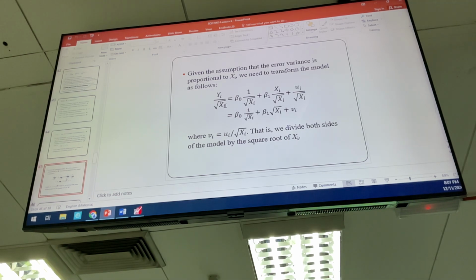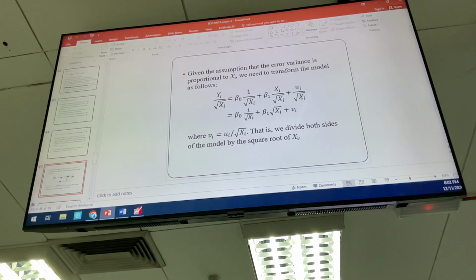Again, if you have more than one x, you have to identify which x first. So let's say you have x1 and x2, and x1 is the problem, so you divide the whole equation by the square root of x1. The dependent variable is divided by the square root of x, and our intercept now becomes 1 divided by the square root of x. This one also, after you divide, you only have the square root of x. This one we have as the new error term.